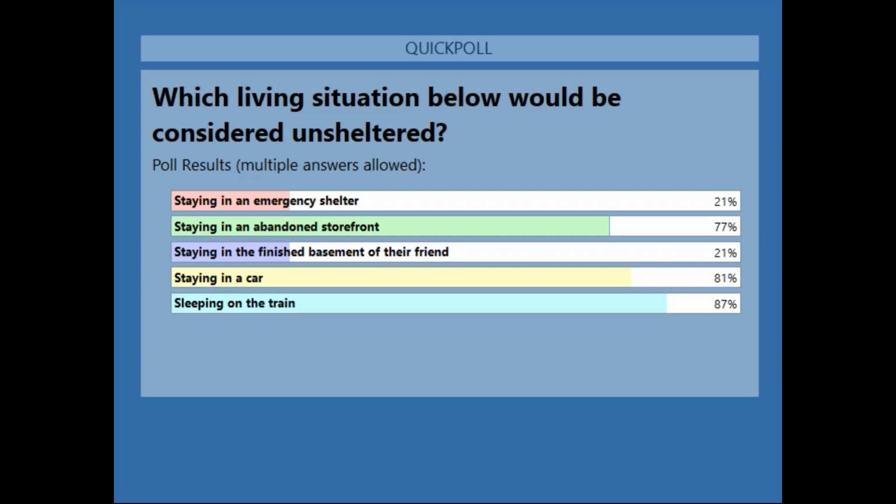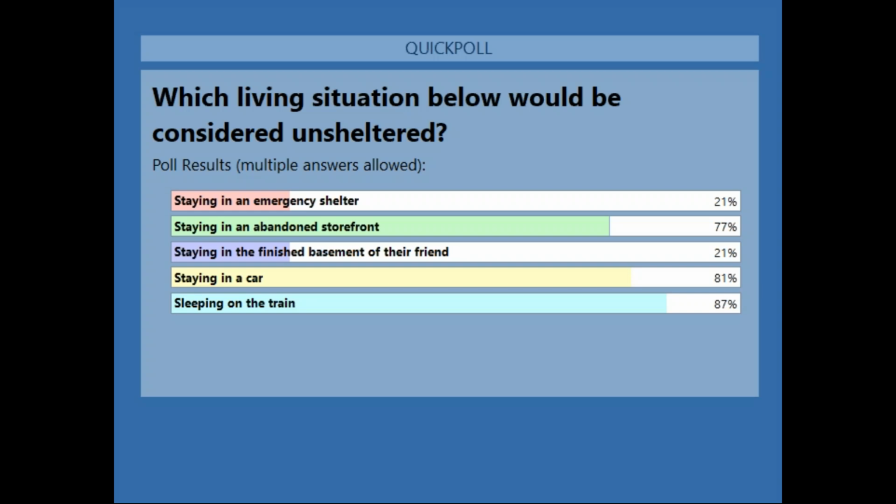And so you may be asking, then what about staying in the abandoned storefront? That's a shelter of sorts. Well, they're not meant to be there. They're not meant to stay there. It could be a building that's condemned, whatever it may be. And staying in a car, cars count as a place not meant for human habitation, and so does sleeping on a train. I also want to mention that I said staying in the finished basement of their friend. Finished means that it would likely have some type of heating, some type of comforts.